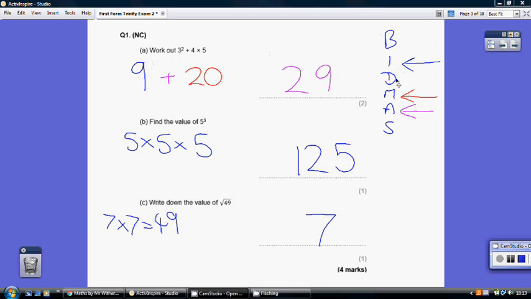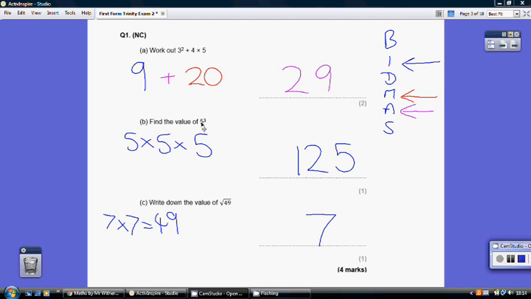Now moving down the list, we don't have any division going on, but we do have a multiplication going on. 4 times 5 is a multiplication. So the second thing we do is 4 times 5, which is of course 20. And then the next thing we do is the addition. 9 add the 20 is 29.